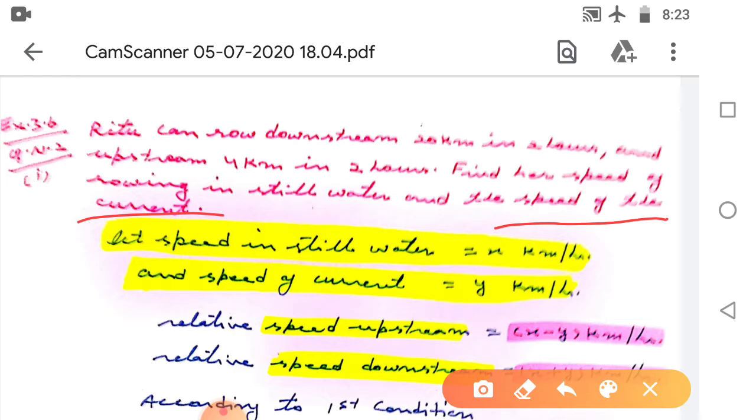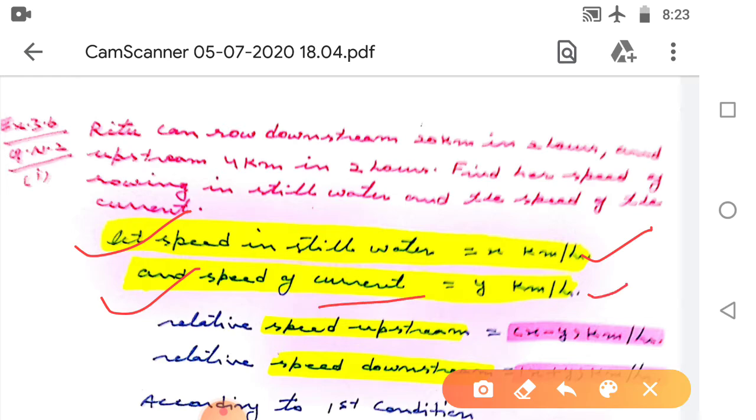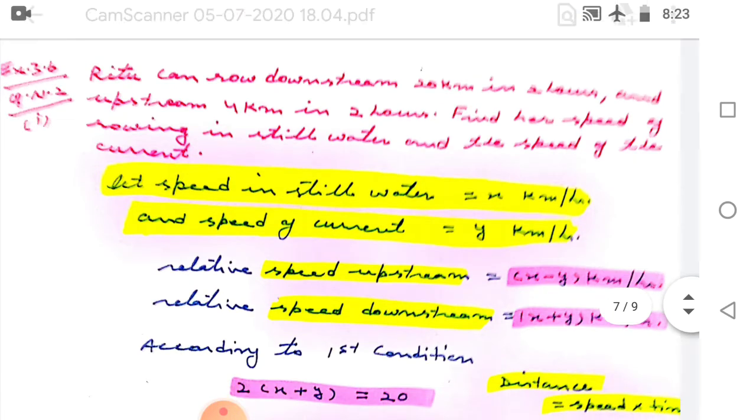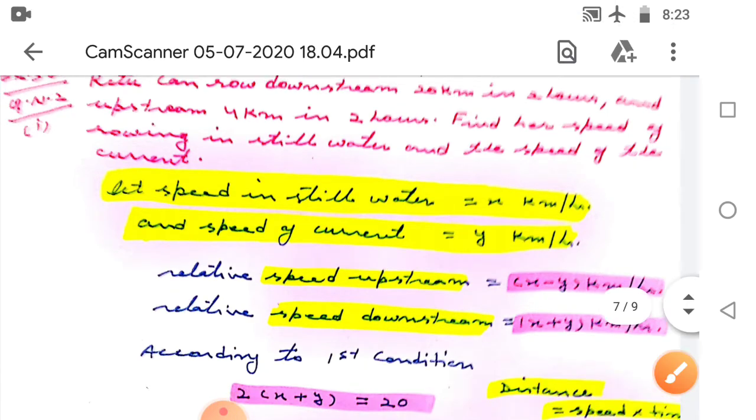Ritu, so we say let the speed in still water be x kilometer per hour and the speed of current be y kilometer per hour, right? Let the speed of rowing in still water be x kilometer per hour and the speed of the current, the speed of the water in which the water is flowing, be y kilometer per hour. Clear?